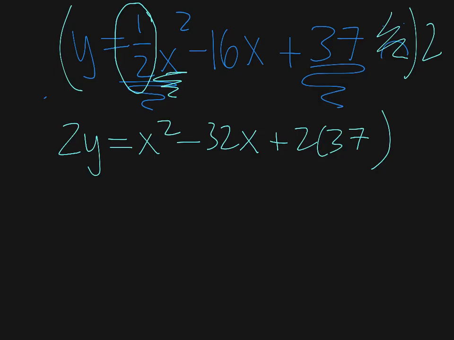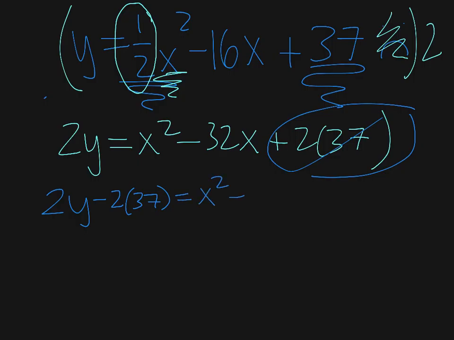Now we have to get rid of this, because it's still not factorable. We still can't factor anything. So we subtract this from both sides, and we get 2y minus 2 times 37 equals x squared minus 32x. Now we have to find a number here that would make it go into the form x plus or minus the number, squared, which is what we saw when we were looking at the vertex form and the equation of a circle.